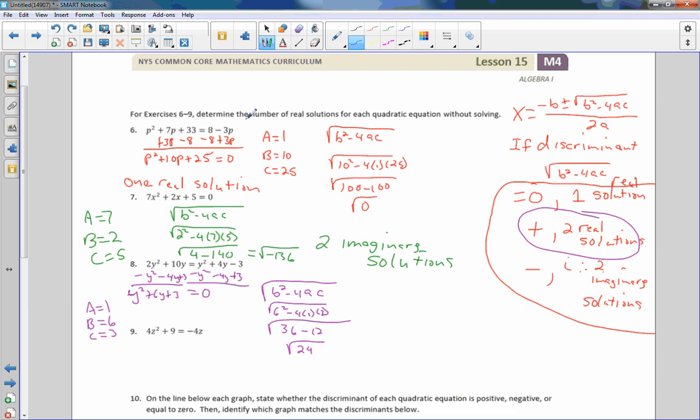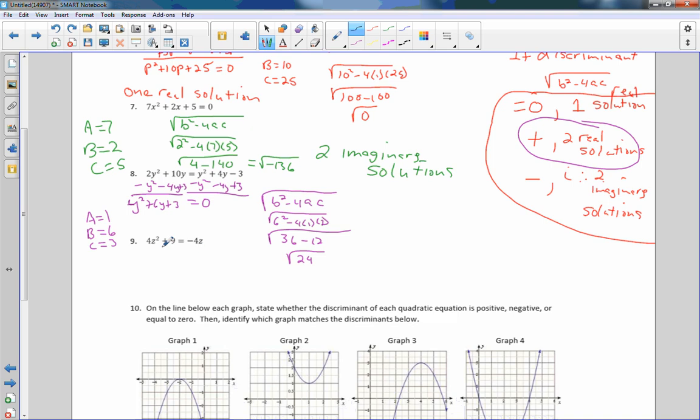Okay? And I will do this one last one. So I'm going to add 4z to both sides. Plus 4z. 4z squared is not a like term. I'm just going to put that out in front. There was no z. This is a z, not a 2. And so it's plus 4z plus 9 equals 0. A equals 4. Here's b. That is also 4. And c is 9.